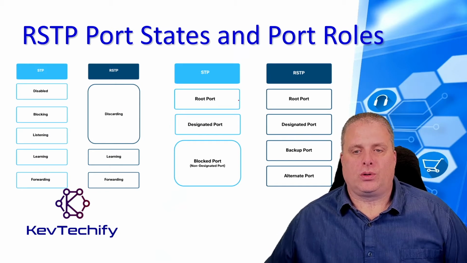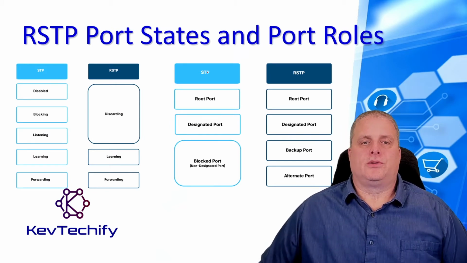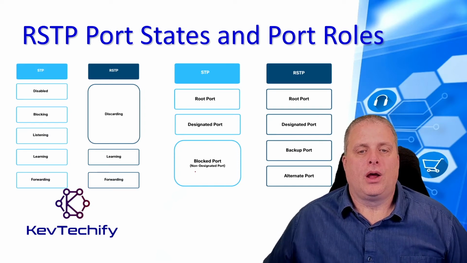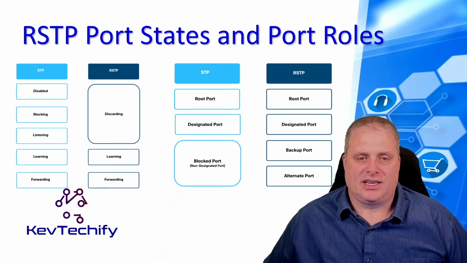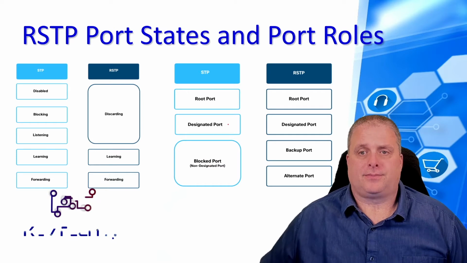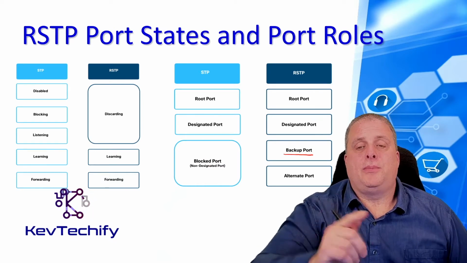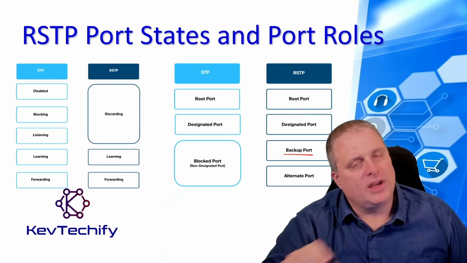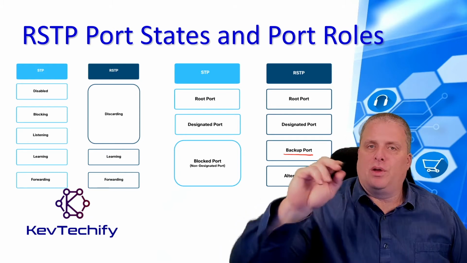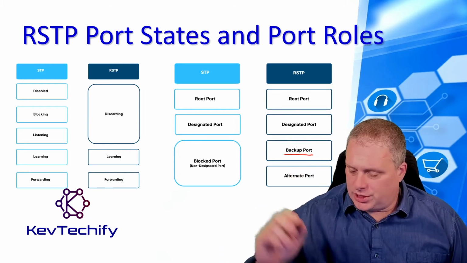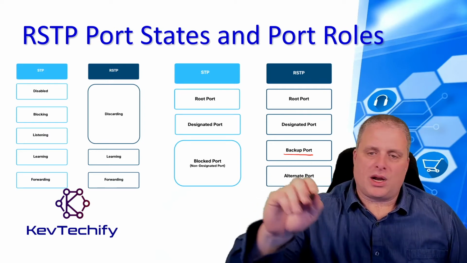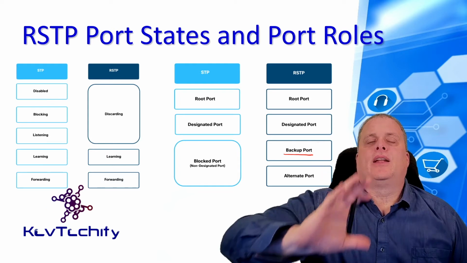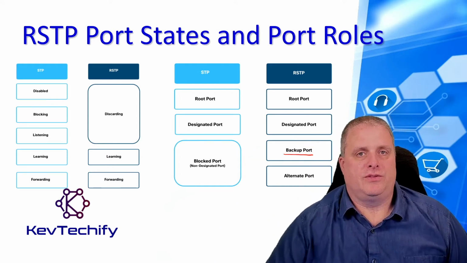Also, port roles. For spanning tree protocol, we had 3 of them: the root port, the designated port, and the blocked port, the non-designated port, the alternate port. RSTP adds in a backup port. And that backup port allows for quicker calculations when there's a change on our network. When there's a change on our network, it goes through the process, but we also have some backup ports that were established earlier that allow that quicker convergence of the spanning tree protocol.